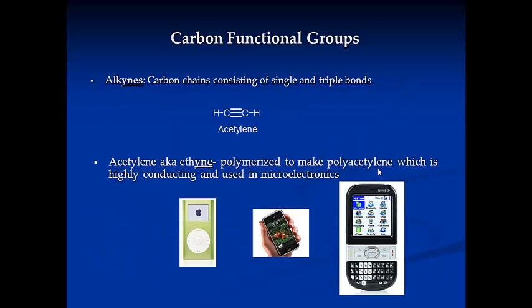Alright. Another carbon functional group is alkynes. Notice the YNE ending on the name. That ending signifies that there's a triple bond somewhere in that compound. Right? So an alkyne has some carbon chain, but there's at least one triple bond in the compound. So here's some products down here, because acetylene, which is this compound, is used to make polyacetylene, which is a conducting material that can be used in microelectronics.